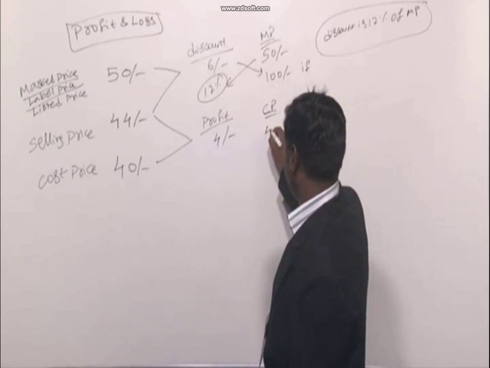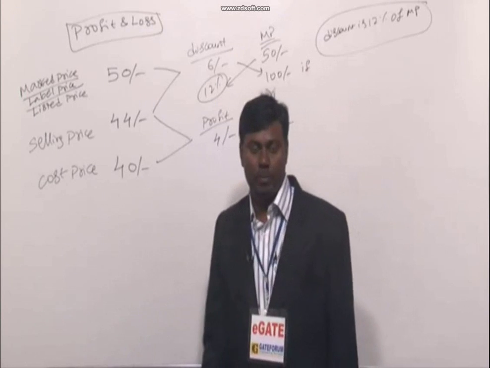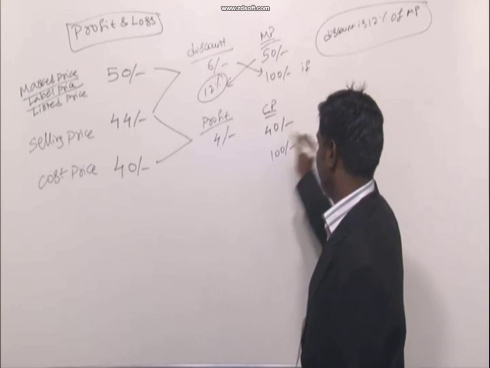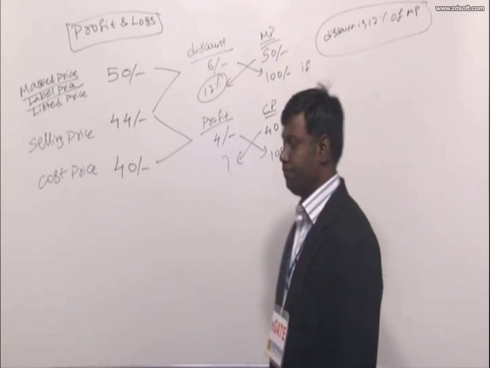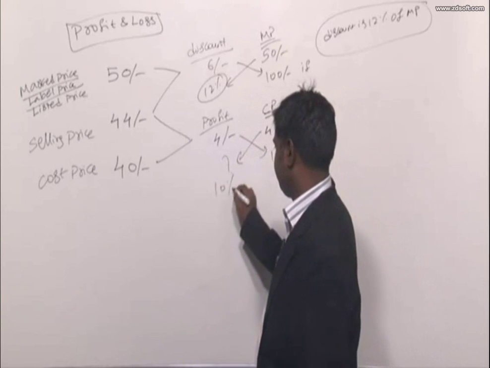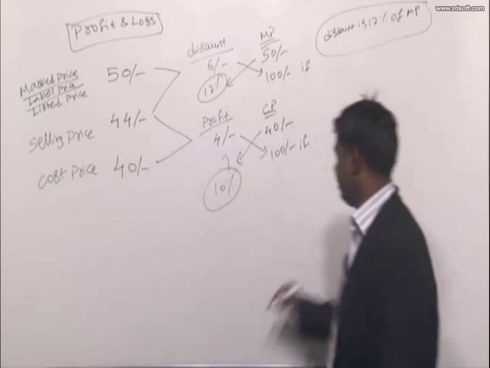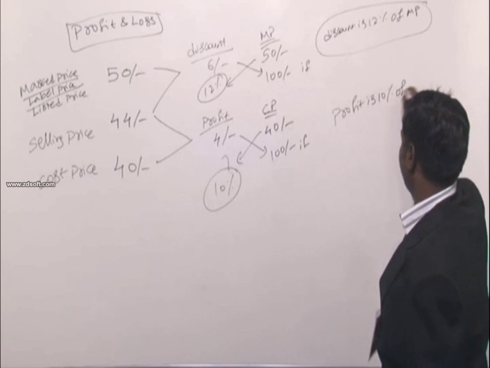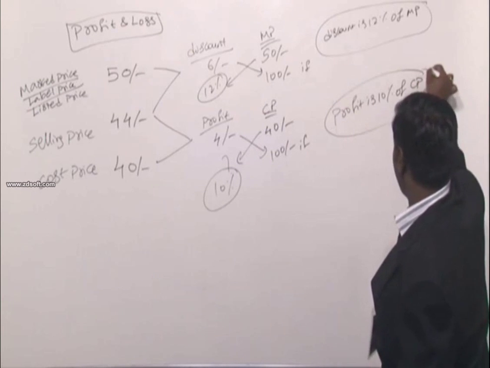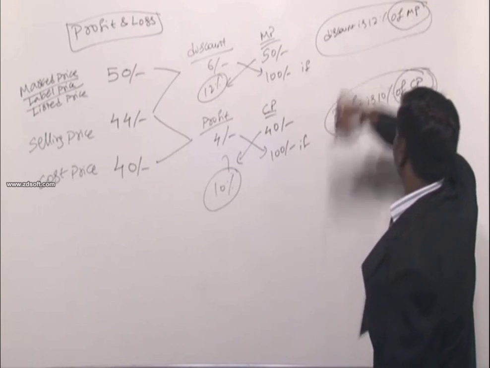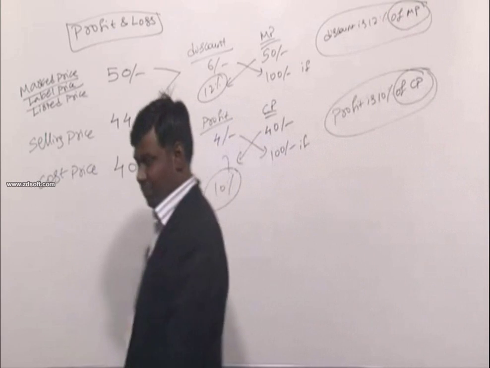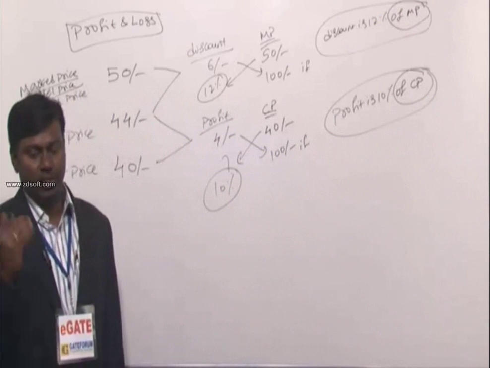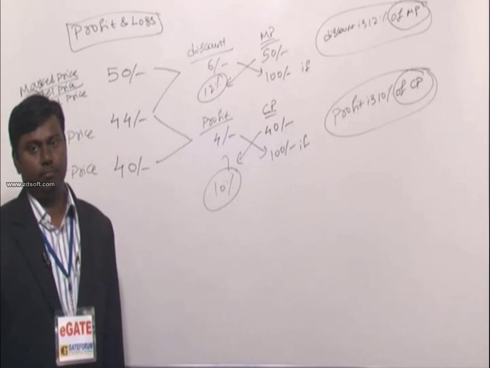Okay. So if the cost price is 40 rupees, 4 rupees will be the profit. That means if the cost price is 100 rupees, what will be the profit? Straightforward answer, 10%. So what do you understand? Profit is 10% of cost price. So of cost price is by default. Here of market price is by default. That is why you don't find of what? When you say profit is 10%, it is 10% of cost price. Right?